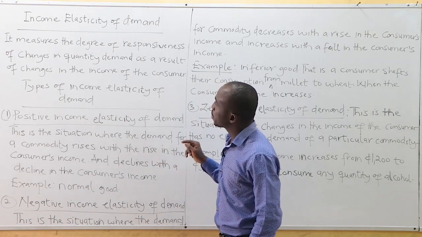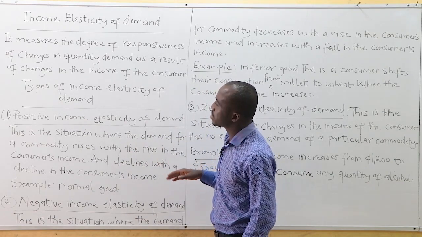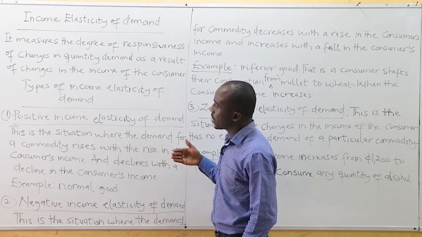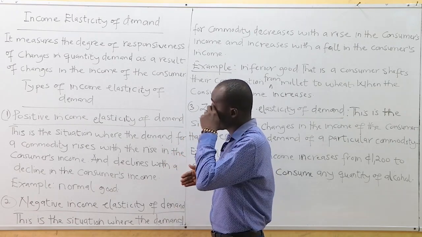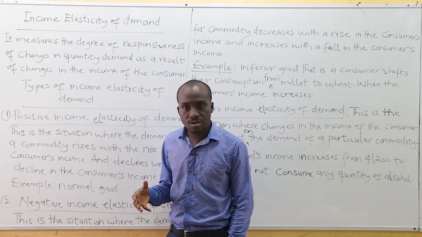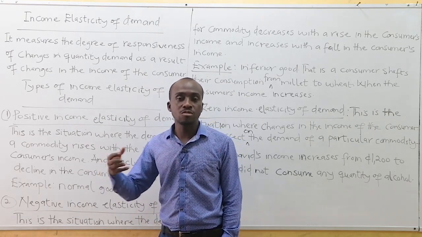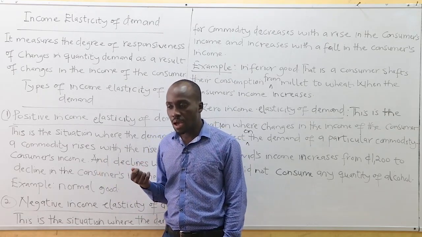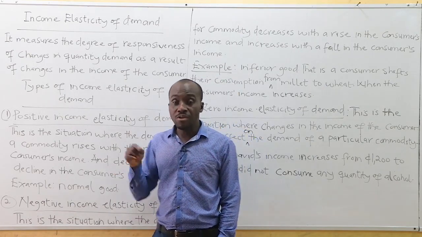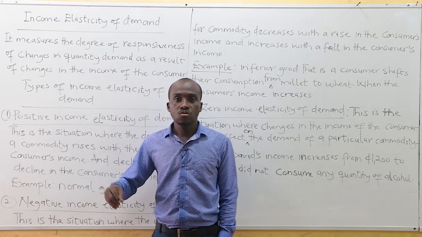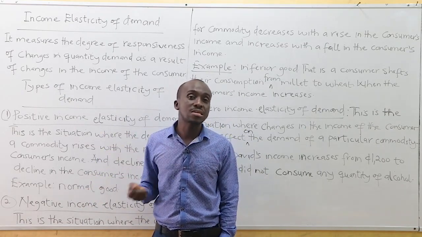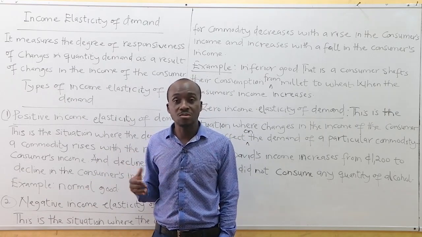It measures the degree of responsiveness of changes in quantity demanded as a result of changes in the income of the consumer. So here the emphasis is that if your income changes, what would be the percentage change in the quantity you demand? If I'm buying maybe wheat, and my income has increased by 30%, to what extent will it affect my demand? Will it change my demand by 20%? Will it change my demand by 50% or 60%?